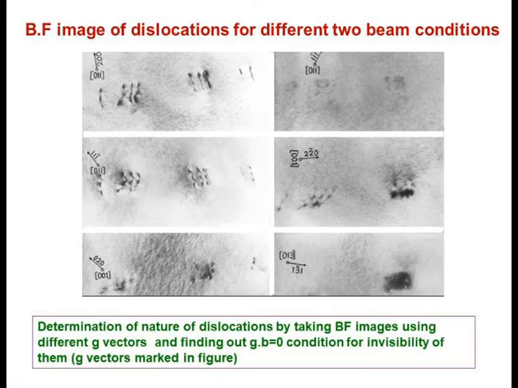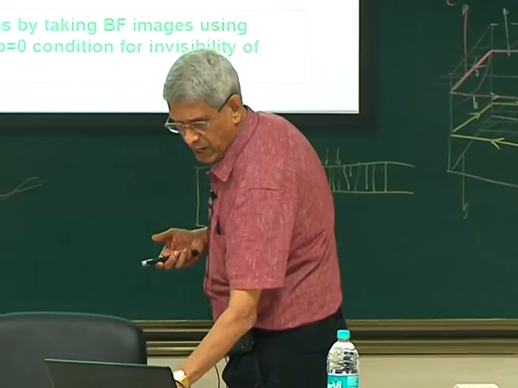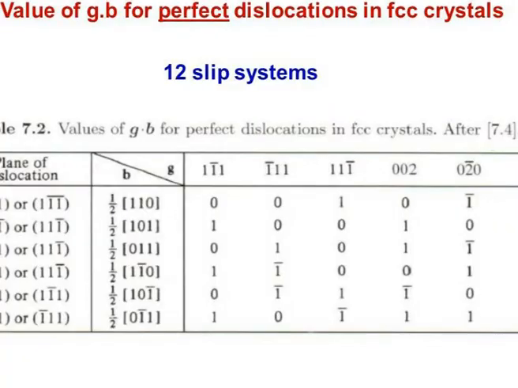This is only a representative picture, but many have been taken to do the analysis. From this we can find out the magnitude of the Burgers vector, because if we know the crystal system is FCC, we know that the close-packed distance has to be half 110. How it can be done is that we know 12 slip systems are there in FCC, correct? The Burgers vectors are all going to be half 110 type. For each type of G vector, what are the values for which it will give rise to G dot B equals 0? This sort of a table we can have.